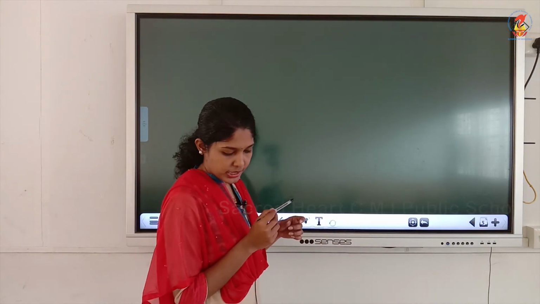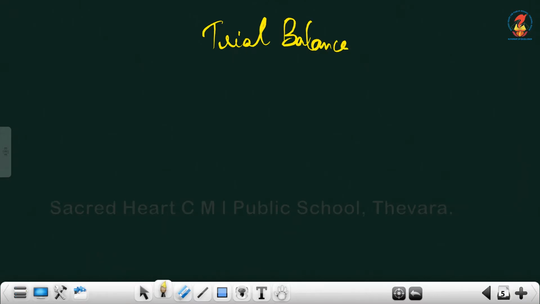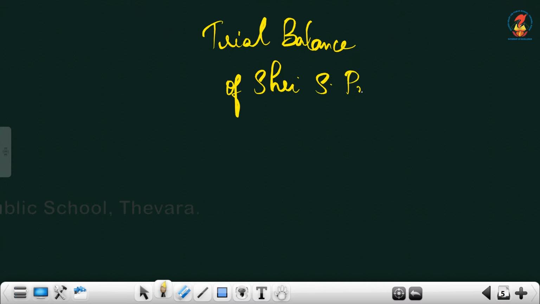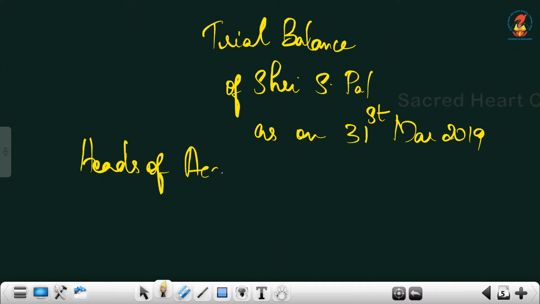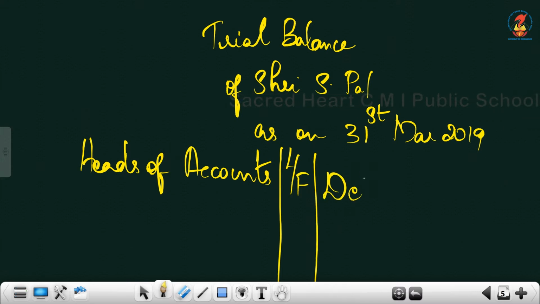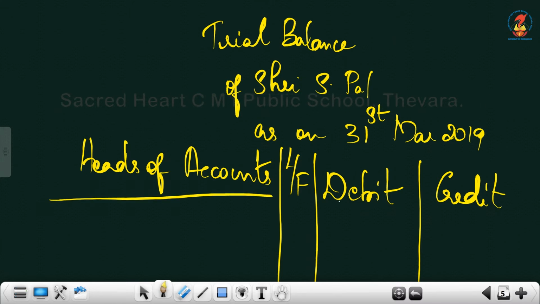You write the heading and all, that is trial balance of Sri S. Pal as on 31st March 2019. Heads of accounts, LF, debit, credit.